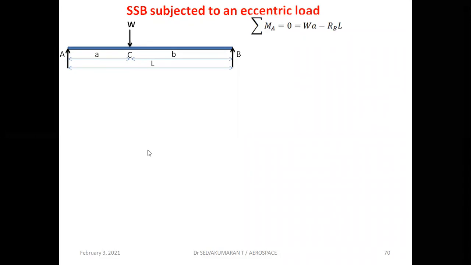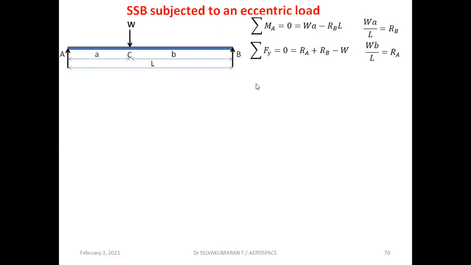Now similarly we have to find out the unknown support reactions RA and RB. Taking moments with respect to A, W into a gives clockwise moment and RB into L gives anti-clockwise, so negative. So RB is equal to Wa by L. Similarly, sigma Fy is equal to 0: RA is acting upward, RB is acting upward, and W is acting downward, so minus W. Substitute RB, you will get RA. RA is equal to Wb by L.